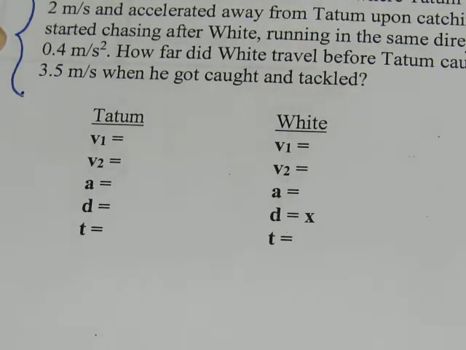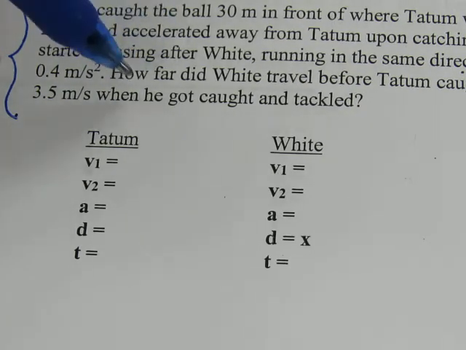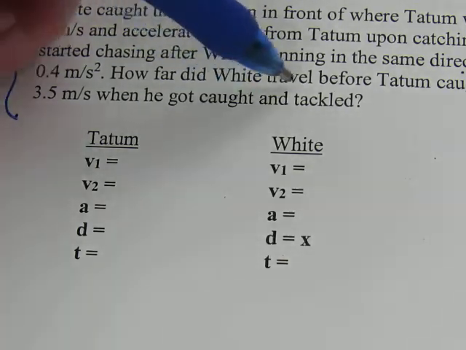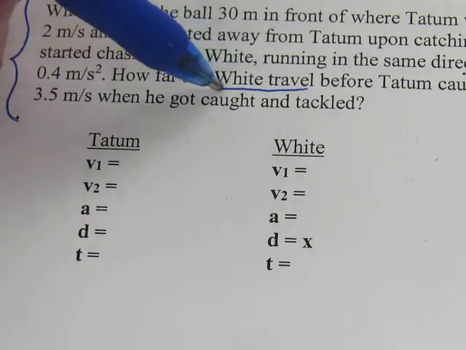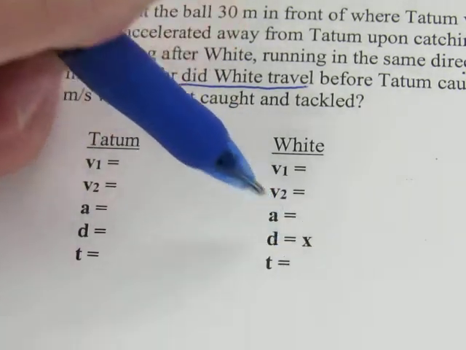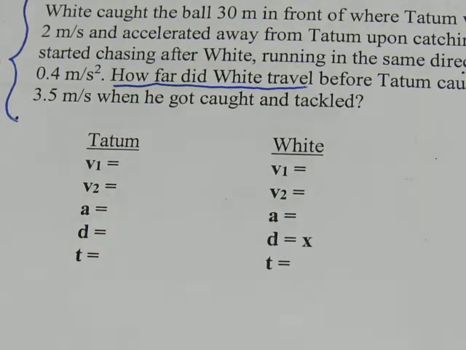White caught the ball 30 meters in front of where Tatum was standing. Actually, you know what? I'm sorry. Before even reading this paragraph, read the last line. Let's find out what we're looking for. How far did White travel? Right there. How far did White travel? That's what we're looking for. So let's immediately identify that in the givens list as distance x.